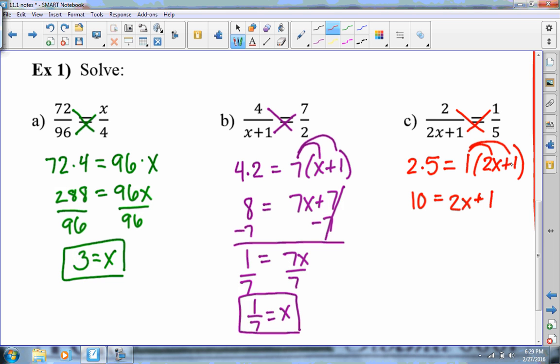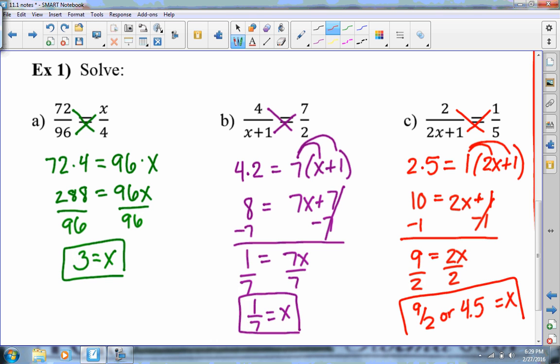But now I have to get all my like terms together, so I have to subtract the 1. So I get 9. That equals 2x. And then when I divide by the 2, so I can solve for x, I do get another fraction. I get 9 halves. Or you could write 4.5. Either way is okay. But those would be your values for x.